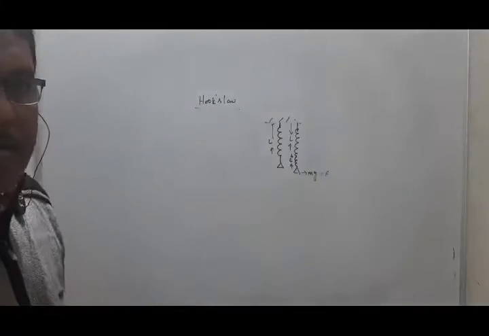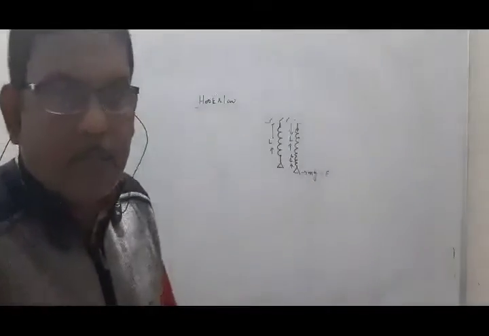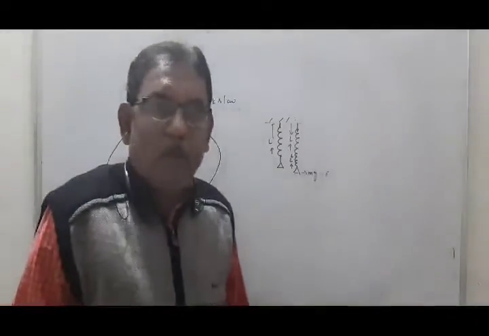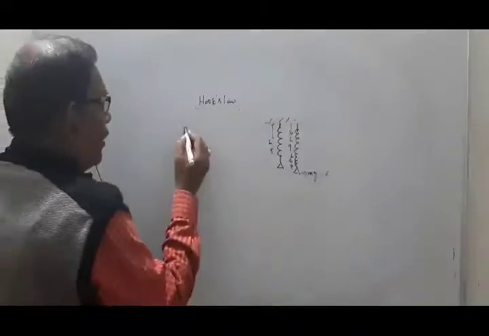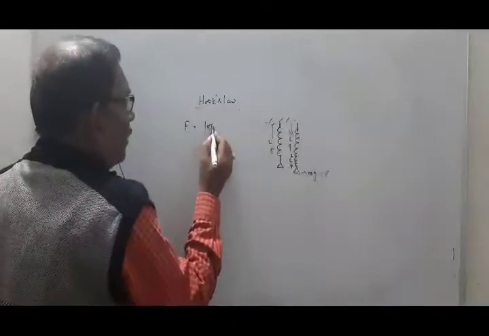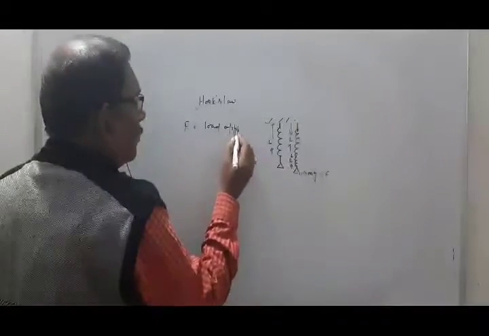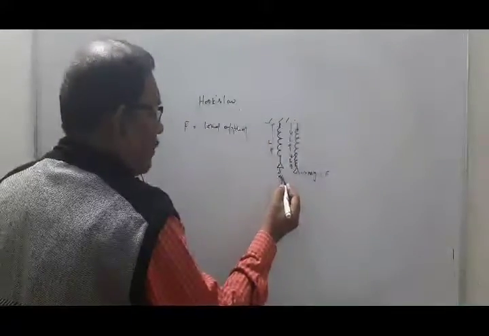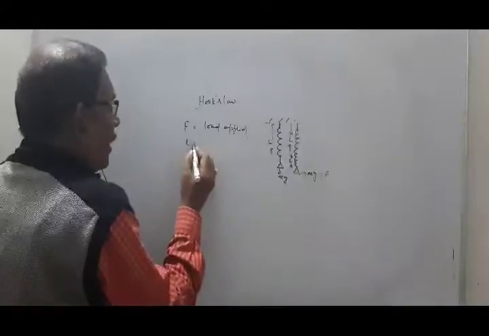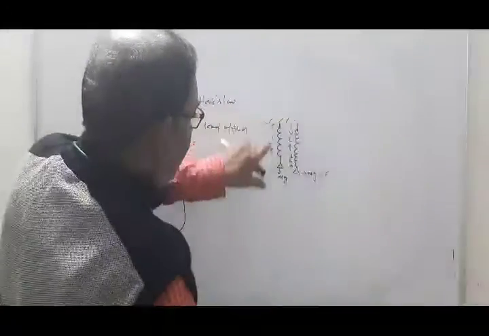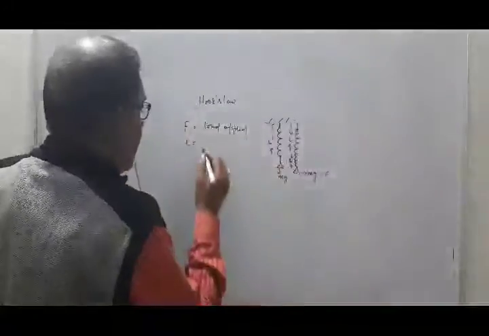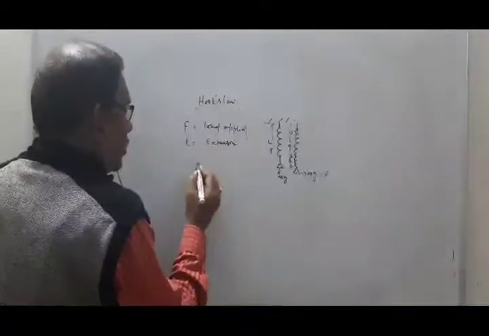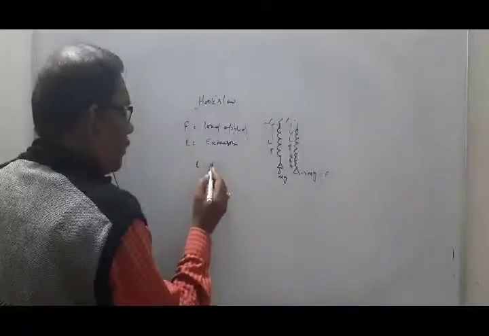Hooke's law is defined as: within the elastic limit, the extension is proportional to the applied load. Okay, so here F is the load applied on the spring, and that is mg, and the original length is L, the extension is small l. Okay, it is an extension. So l is proportional to F.